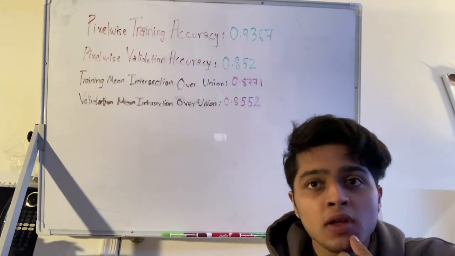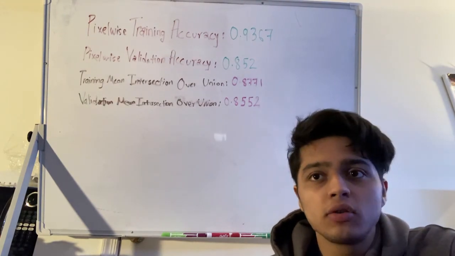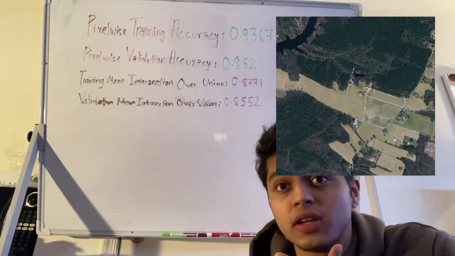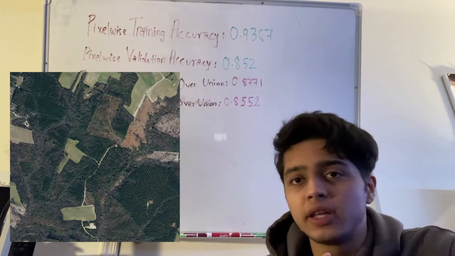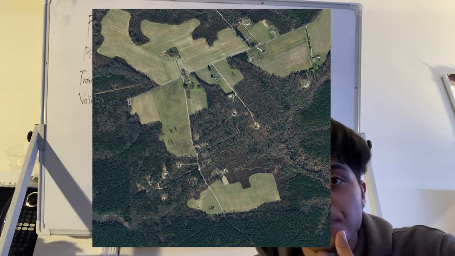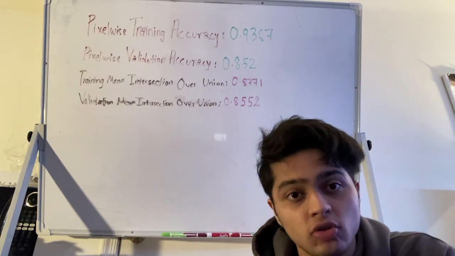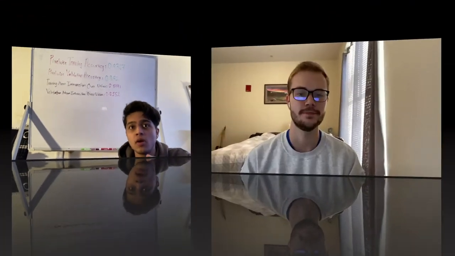If we wanted to improve our model's performance, the next step would be to collect more training data and also create a labeled data set of Virginia farmland to ensure our model is trained and tested on the same distribution we intend to use it for.